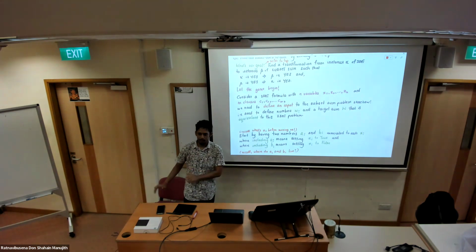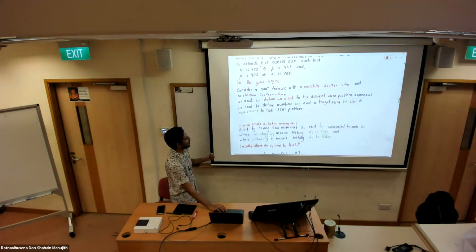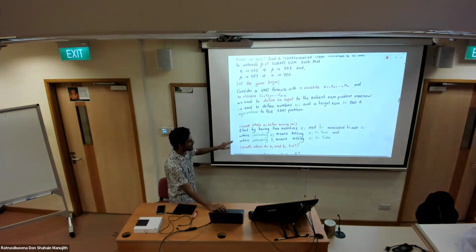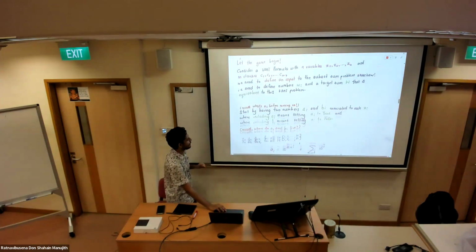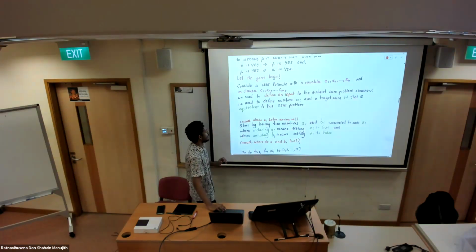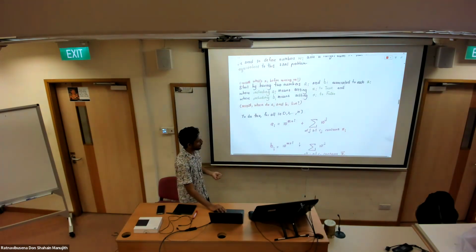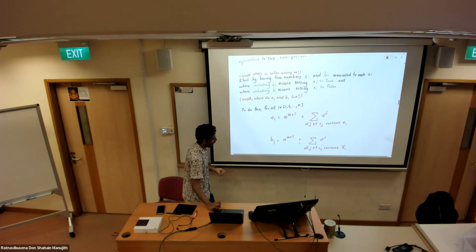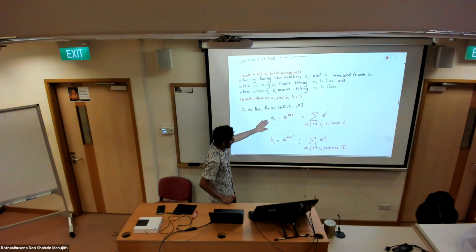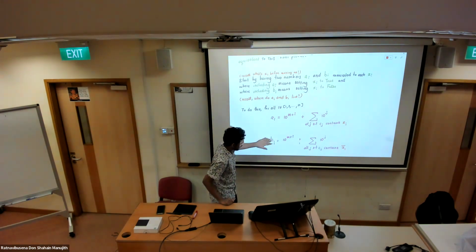Including ai means setting xi to true, and including bi means setting xi to false. Recall ai and bi live in the subset sum world. So we have ai and bi for each variable, right? To do this, for all i in 1, 2, 3 until n, so for all variables, you define these two numbers. You define ai as follows and bi as follows. Don't be afraid of this thing.